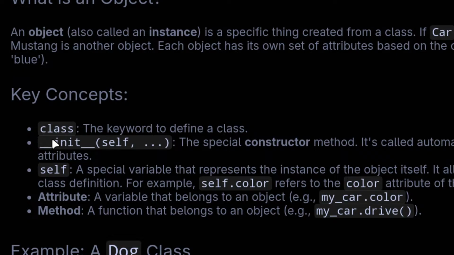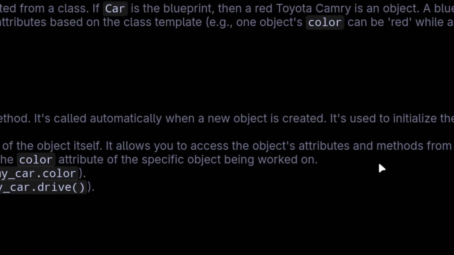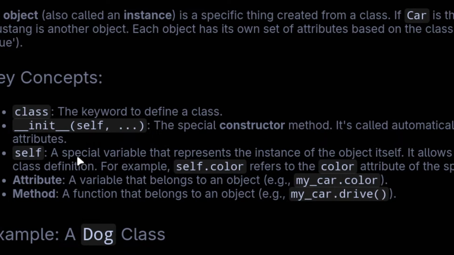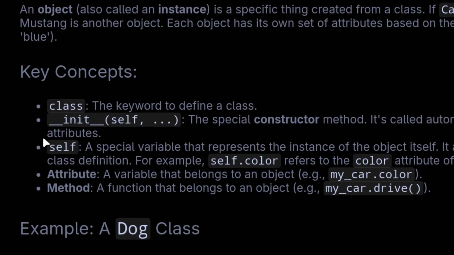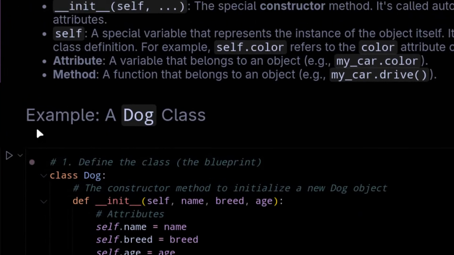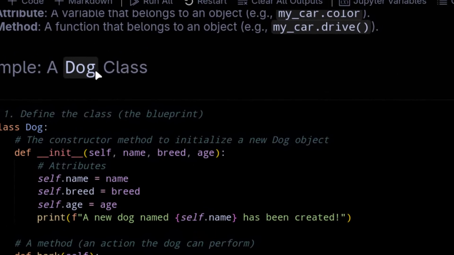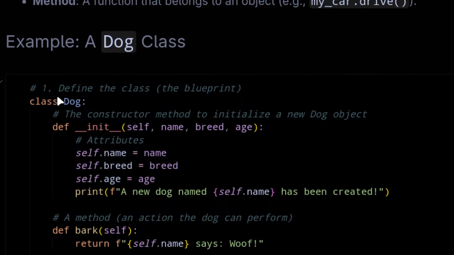Okay, I'm going to go into what a constructor, method, and all this is, but just give me some time. Let's not just go through key concepts. We are going to cover this when we see an example. I think that would be better. So this is an example of a dog class. Okay, now what is this?